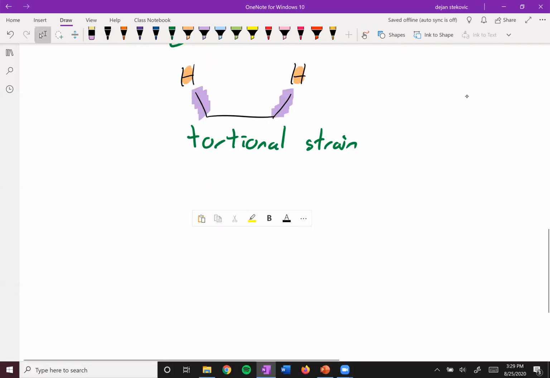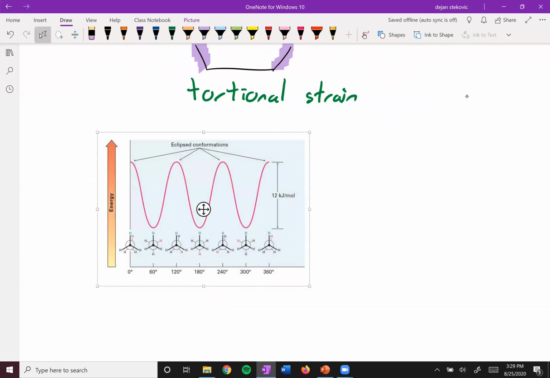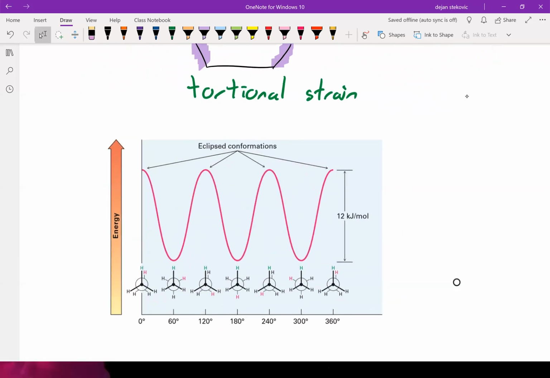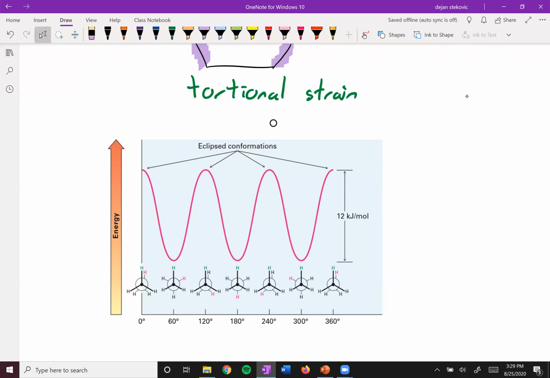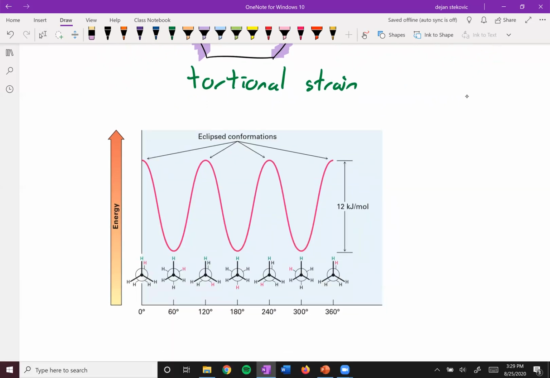So we could draw a little energy diagram for this. This is the one out of your book. And you can see what we're doing is rotating about that central carbon-carbon bond. So we're moving this back hydrogen around the molecule. And you can tell that all of the eclipsed conformers, this one's eclipsed, this one's eclipsed, this one's eclipsed, and then this one's eclipsed, are all higher in energy, while all the staggered conformers are lower in energy.